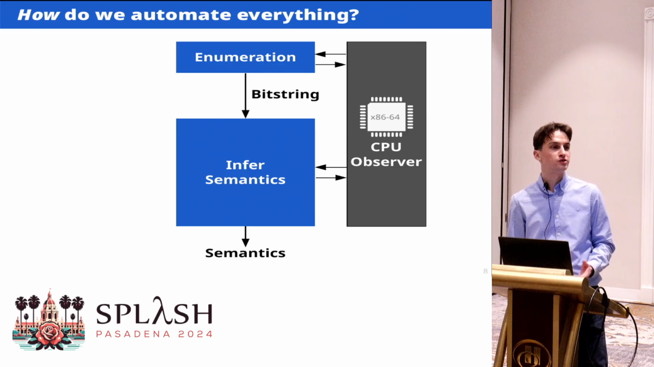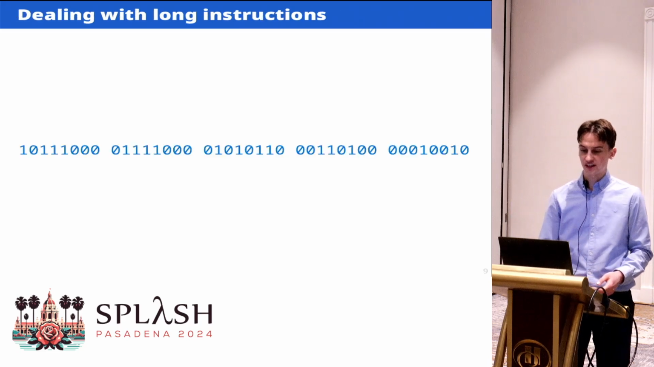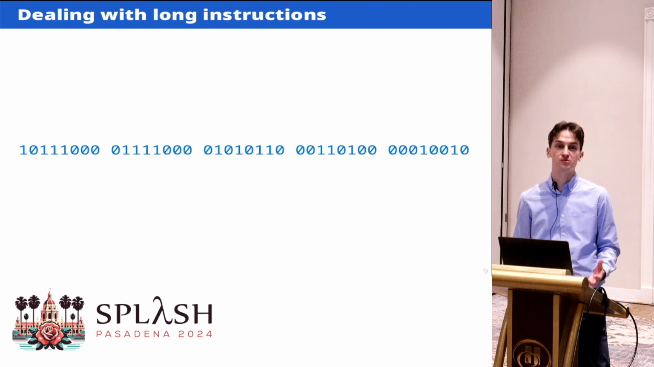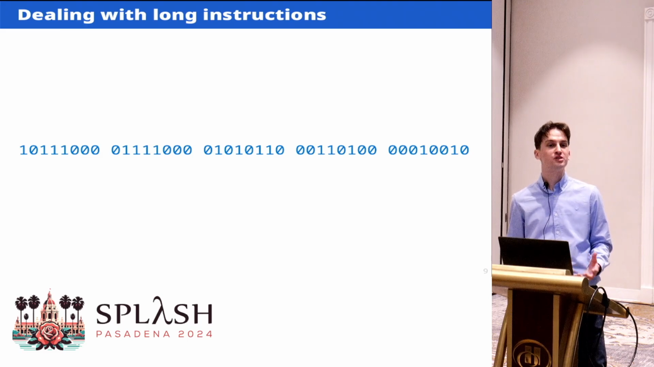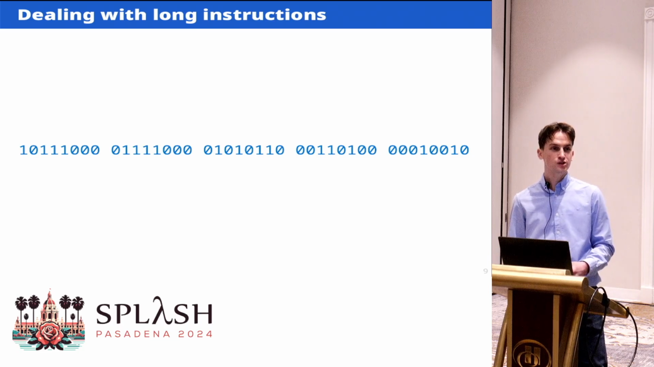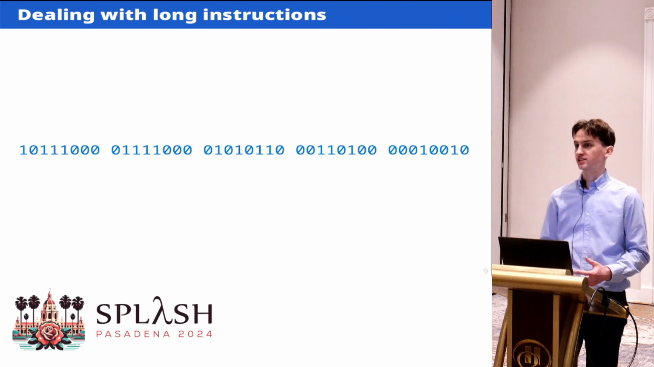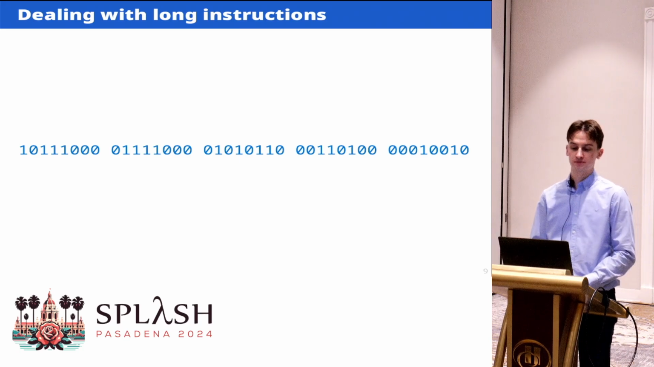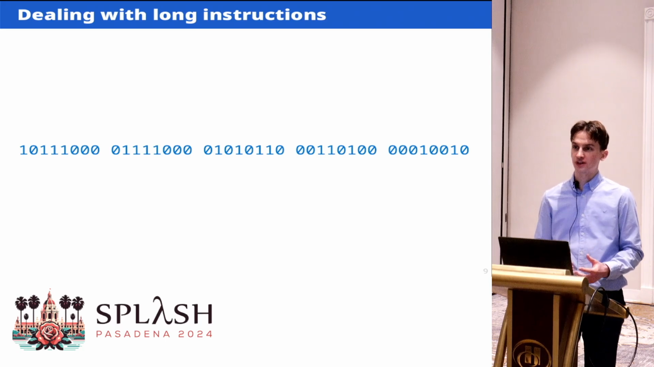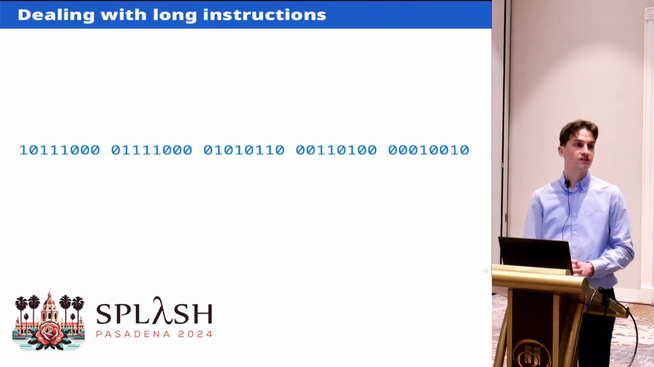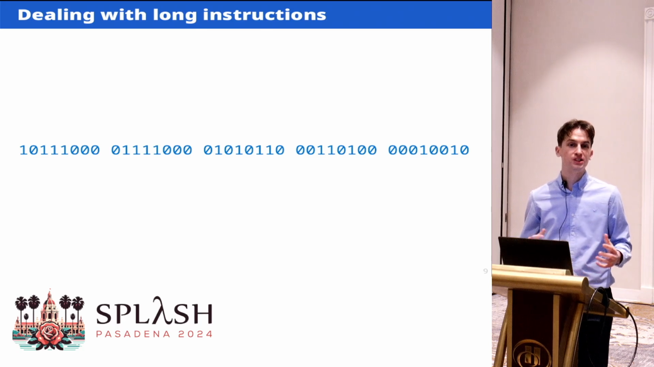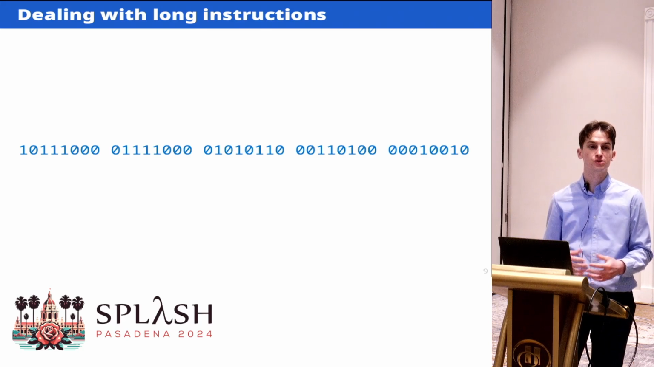But this doesn't work for x86, for the simple reason that on x86 we have instructions like this. And this is only 40 bits. You can easily have an 80-bit instruction or even longer. We're not going to be able to enumerate 80 bits of instructions. So we need to find a different way to actually enumerate all instructions on the CPU. And one of the ways to do that is to realize that this instruction is actually not that unique. There aren't billions of different instructions on the CPU that all do unique things.